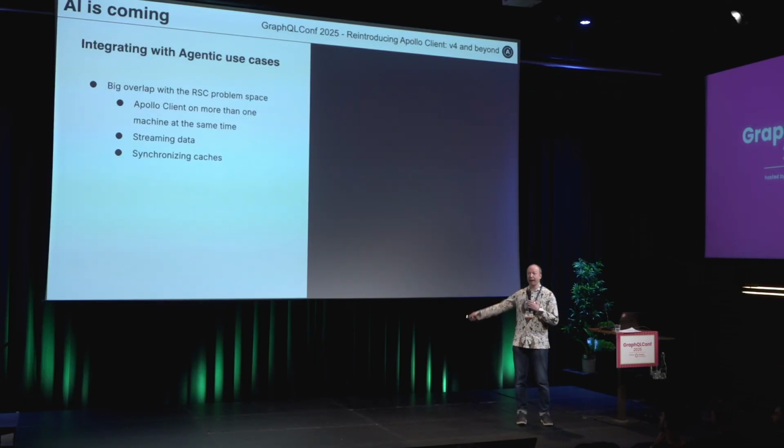Then there's the big blank slide. We will be integrating with agentic use cases. It's a big question mark for me personally, because there's so much to understand. But I know that in many cases there is going to be a synchronization step of data between the agentic AI and the UI you see on the screen. And that's actually not too far removed from what we saw with supporting React Server components.